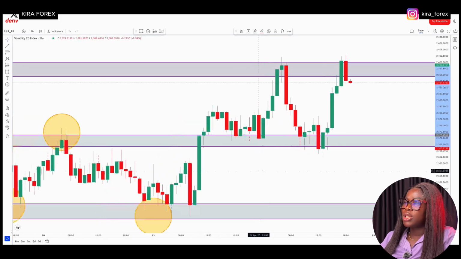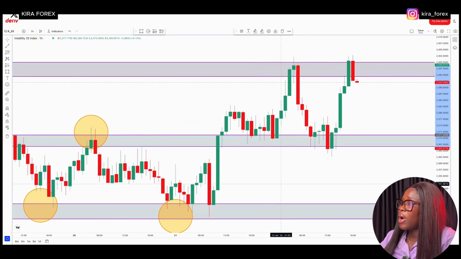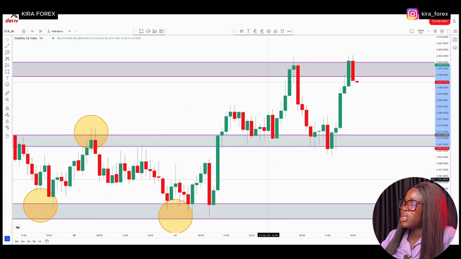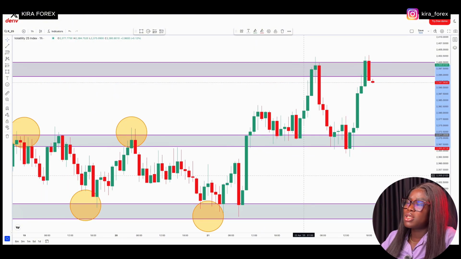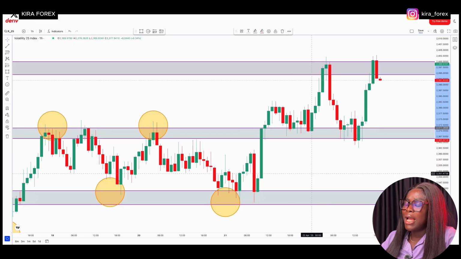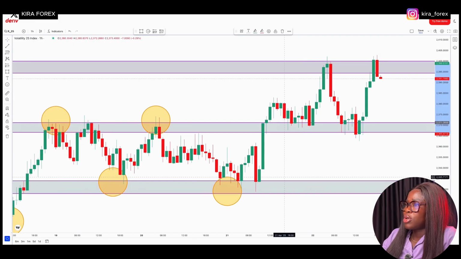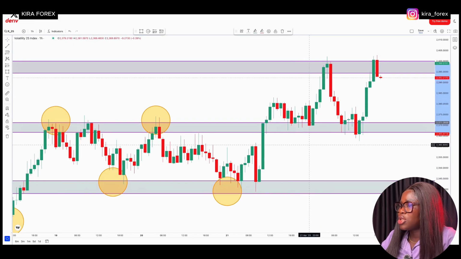I also gave a trade on gold. I also gave a trade on Power JPY using the same strategy, and it's going really, really well. So this strategy is very, very simple. You don't need to stress yourself over anything. Like I said, this market is all about structure. If you're able to figure your structure out, you're able to find your key zones, then you are good to go.